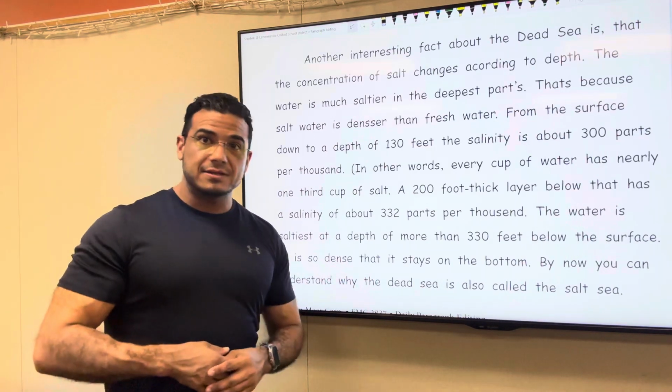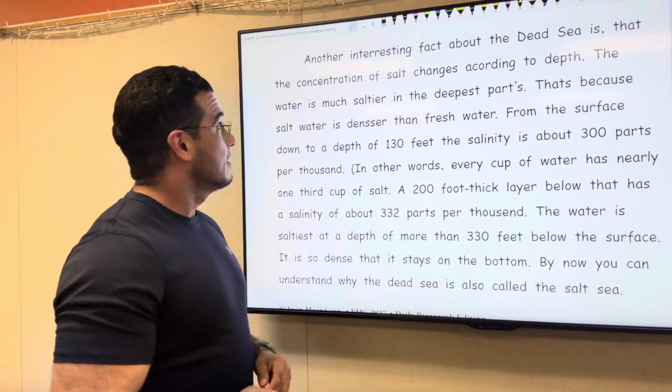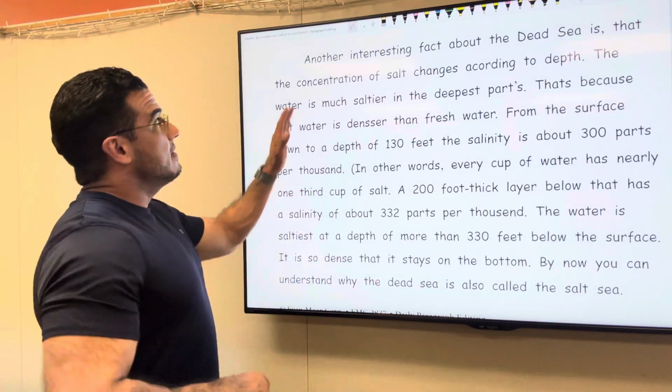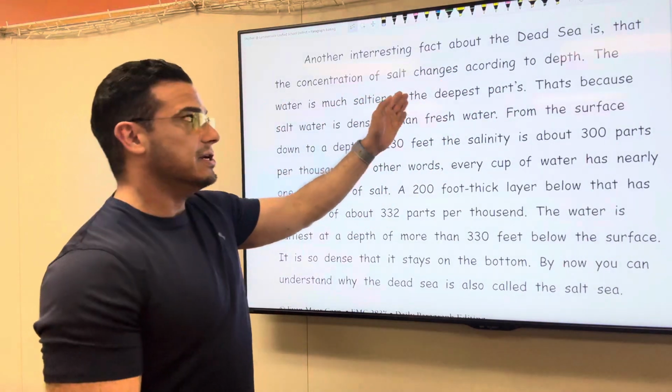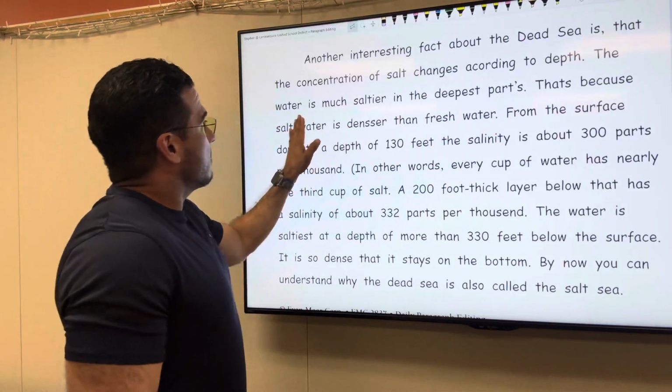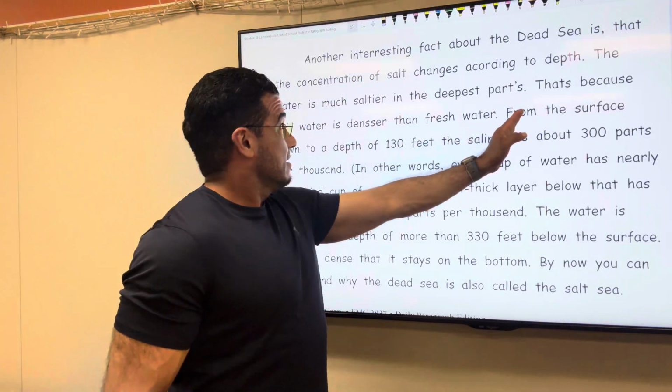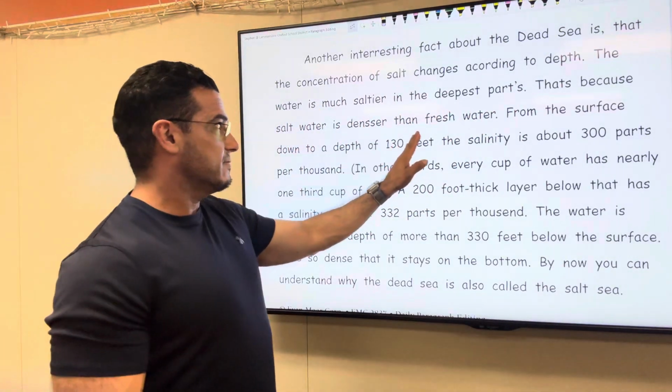All right, we're gonna go ahead and get started as mentioned by reading the paragraph. Excuse me. All right, another interesting fact about the Dead Sea is that the concentration of salt changes according to depth. The water is much saltier in the deepest parts. That's because salt water is denser than fresh water.